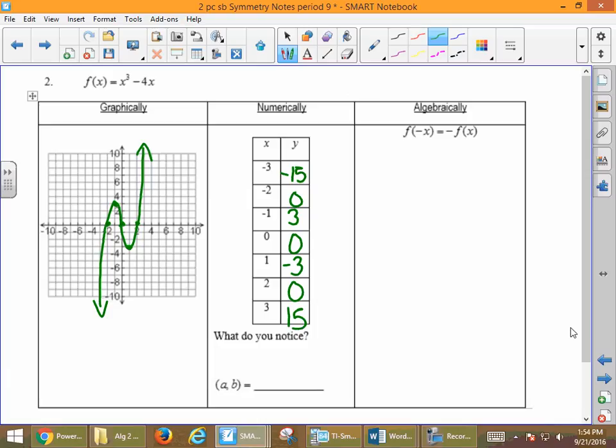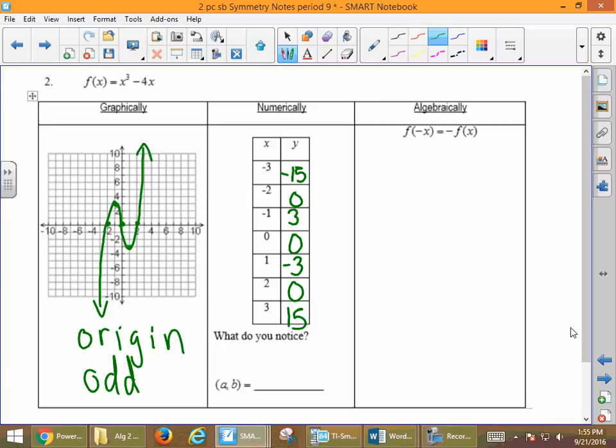Can we identify the symmetry from the picture of the graph? Maybe, or maybe not. We think it's odd. And odd means that it's going to be symmetric with respect to the origin. And if you can't tell from the picture, then maybe we can tell from the table. Because what we have is negative 3, negative 15. And then if we look down here, we also have positive 3, positive 15.